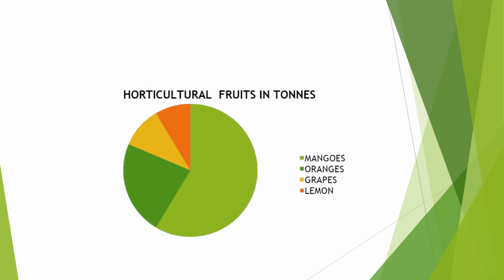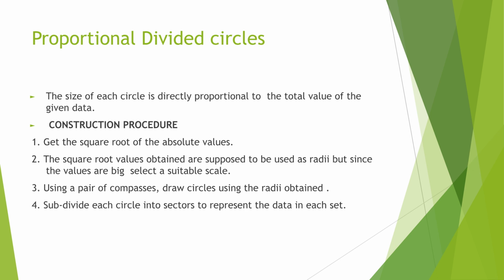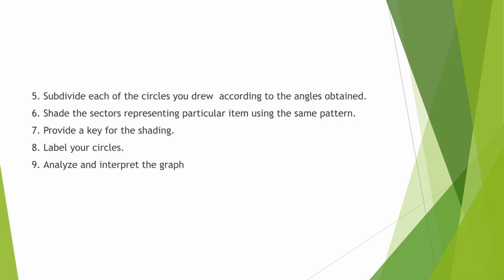This is an example of the resulting pie chart, representing the horticultural fruits produced in tons, clearly showing the proportions for each fruit type. Now let's explore proportional divided circles. The size of each circle is directly proportional to the total value of the given data. The construction procedure starts by finding the square root of the absolute values. The square root values are used as radii after selecting a suitable scale.